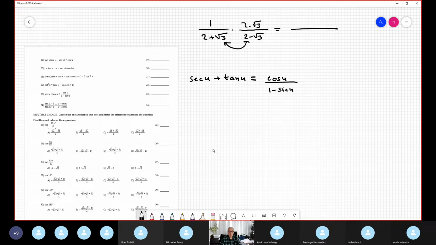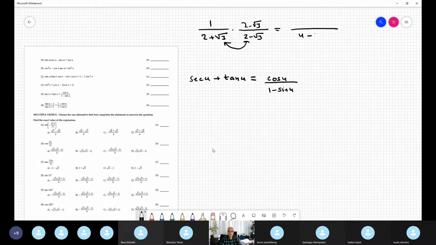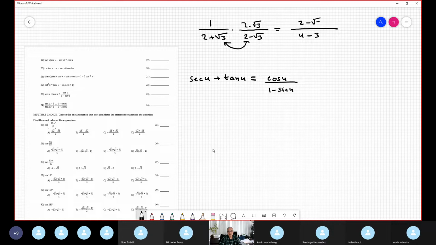Because the multiplication when you are doing FOIL here is 4 minus 3. So 2 times 2 is 4, and radical 3 times radical 3 is 3, and the other part disappears. Do you remember that, right? Yes. And in the top, we have 2 minus radical 3, because 1 times something is something, and 4 minus 3 is 1. Wow. So the answer is 2 minus radical 3. It's a fantastic way, and we're using this.